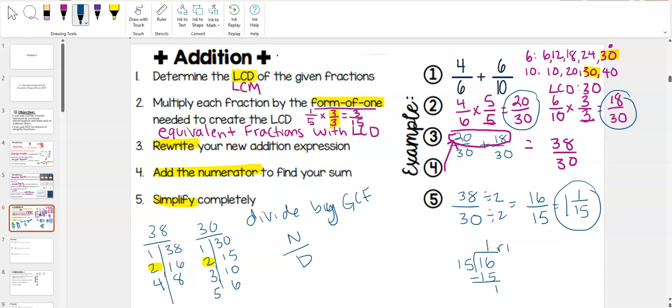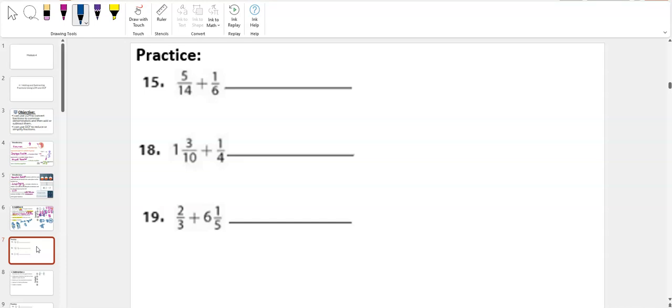Okay, it's a lot of steps. But if you go back through it, we found the LCM of the denominators. We made equivalent fractions with the LCD by multiplying by forms of 1. And then we rewrote our expression and then only added the numerators, and then we simplified. Okay, so practice with these. It looks like we're going to need a second video for addition and subtraction, but that's okay. Practice these, come back and see if you get the right answer.